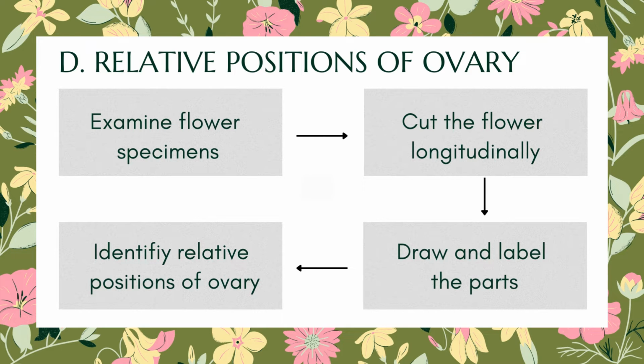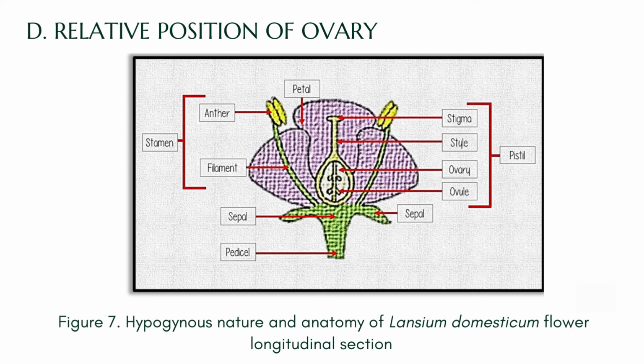The methodology for the relative positions of the ovary for this section is the following. First, we need to examine the flower specimens. Secondly, cut the flower longitudinally. Then, draw and label its respective parts, and lastly, identify the relative positions of the ovary.